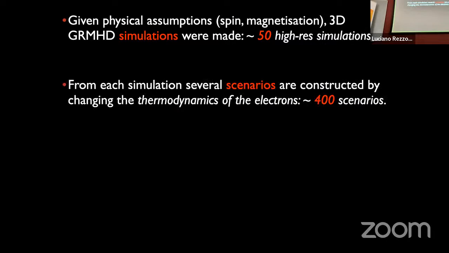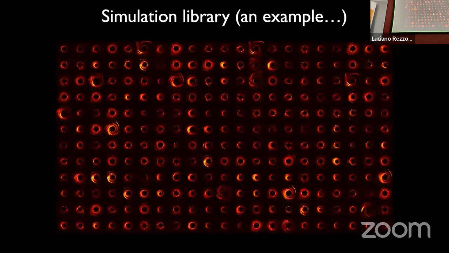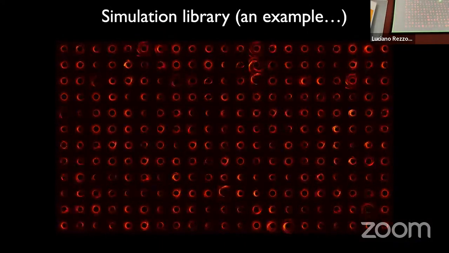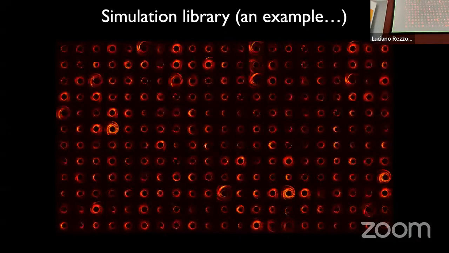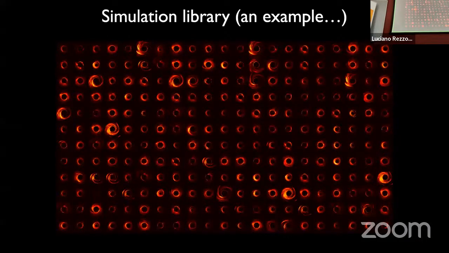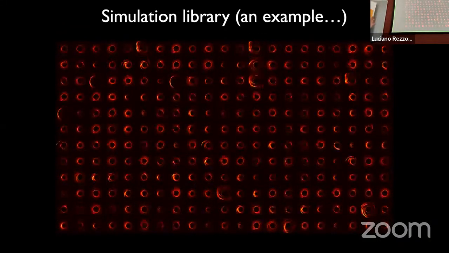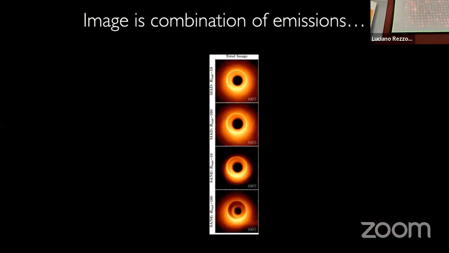Then you have to make a lot of simulations. About half of them were done in Frankfurt. Out of these simulations, you build scenarios, depending on how you distribute the electrons. Just to give you a sample of the library of simulations that you can produce, you can get very large shadows, very small shadows, the disk going in one direction, in the other direction, a very extended disk. You have all of the possibilities, and then you have to consider all the different angles. These are all seen face on. Determining where the light comes from is essentially impossible. So when I get an observed image, I can have that light coming from many different places.